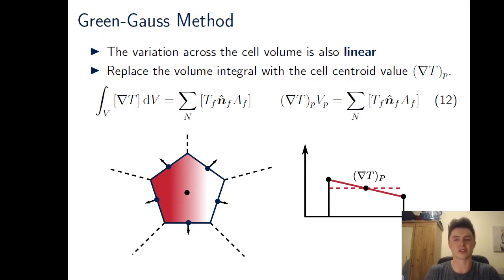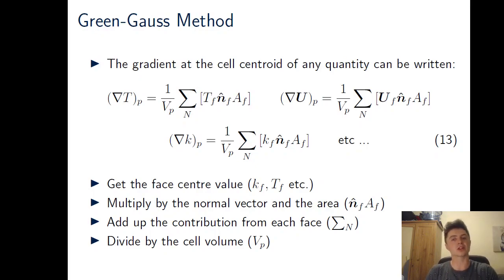And we've almost got the temperature gradient at the cell centroid. The last thing to do, of course, is to just divide both sides by the volume of the cell, and that gives us an expression for the temperature gradient at the cell centroid. Fantastic, this is what we were looking for.